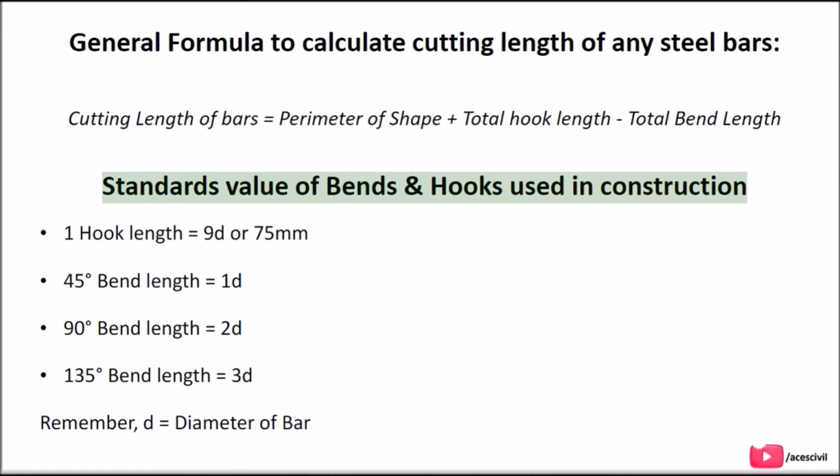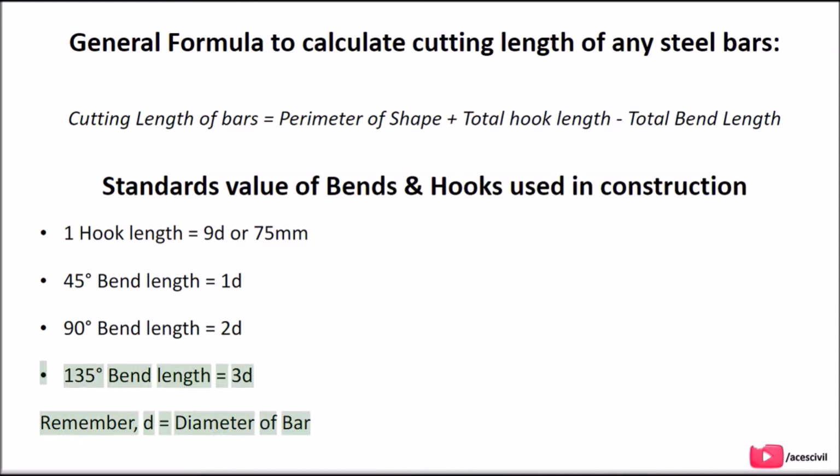Standard values of bends and hooks used in construction. One hook length equals 9d or 75 mm. 45-degree bend length equals 1d. 90-degree bend length equals 2d. 135-degree bend length equals 3d. Remember, d equals diameter of bar.